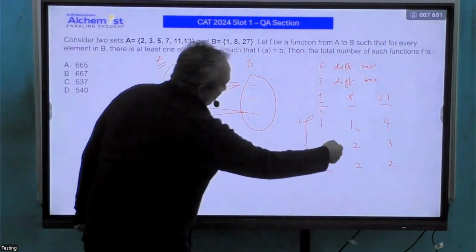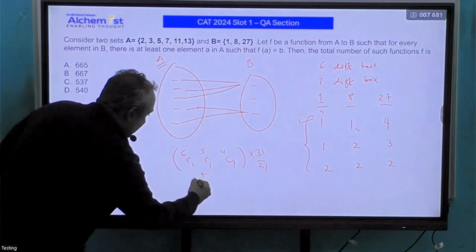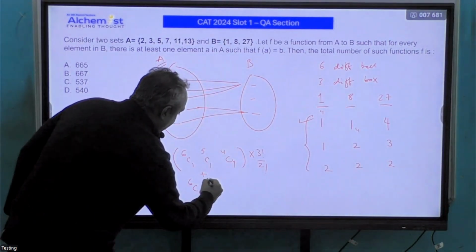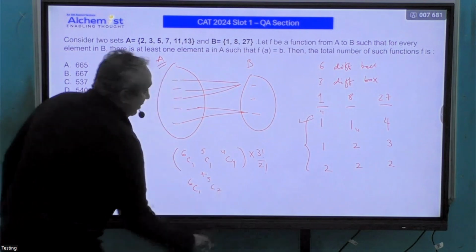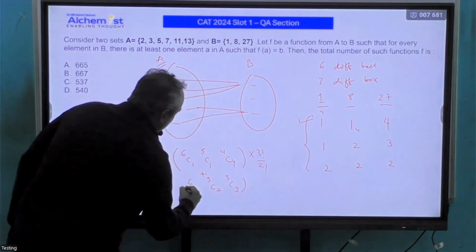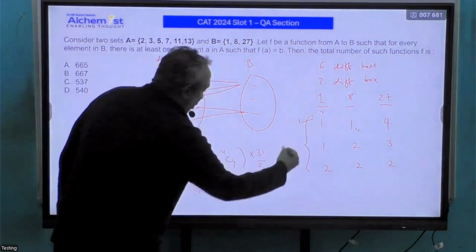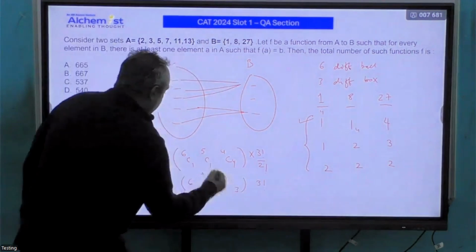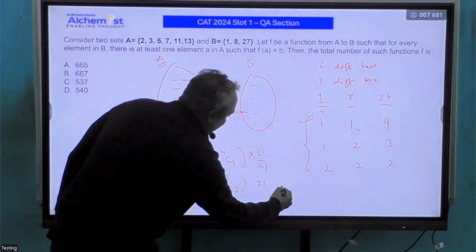Now all 3 are different, so obviously it will be 3 factorial in that case. So I will do a 6C1, and then I'll do a 5C2. I'm left with 3 elements, which is 3C3. Good idea to write the last one also, because you know what you're doing. And then all 3 are different. This will be 3 factorial times. So these would get added. Then the third case would get added to this.